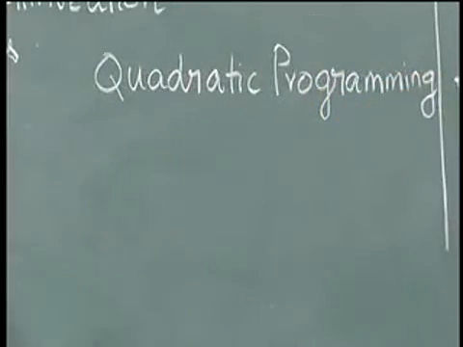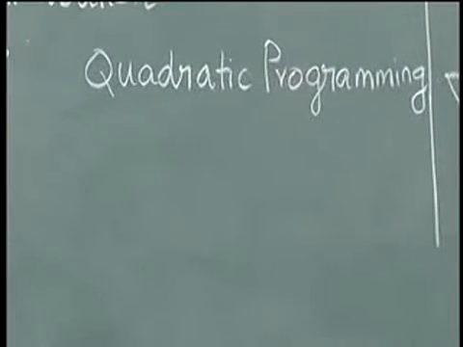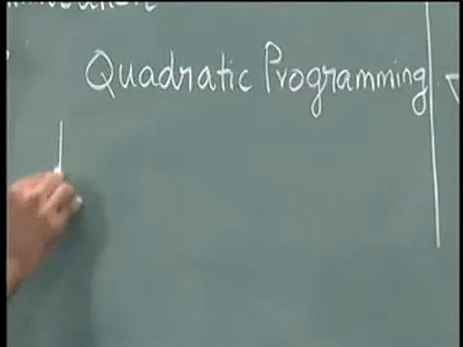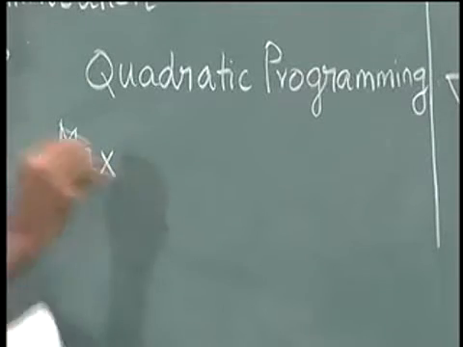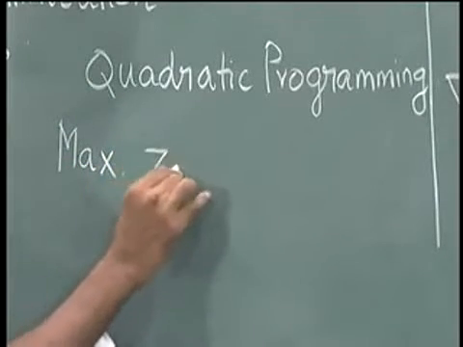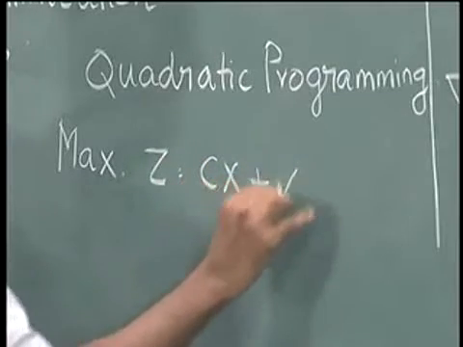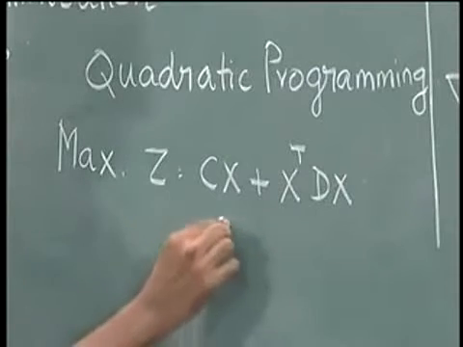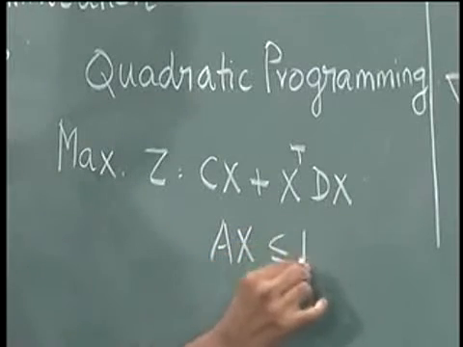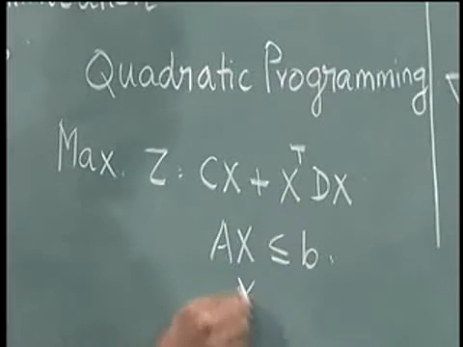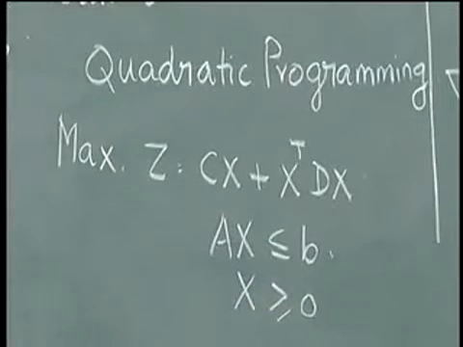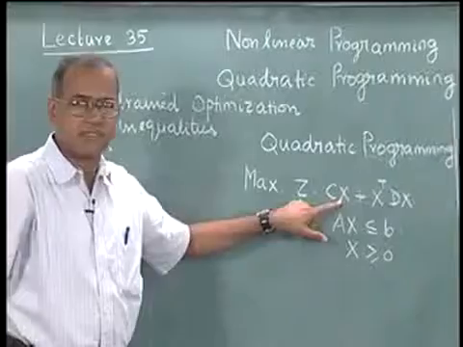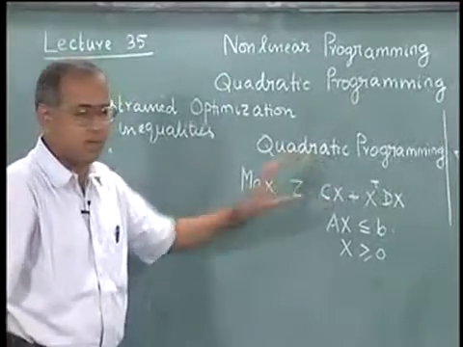Now the quadratic programming problem can be written as: maximize or minimize z equal to Cx plus x transpose Dx subject to Ax less than or equal to b and x greater than or equal to 0. Now we note a couple of things. Now x equal to x1, x2 to xn is a set of decision variables.